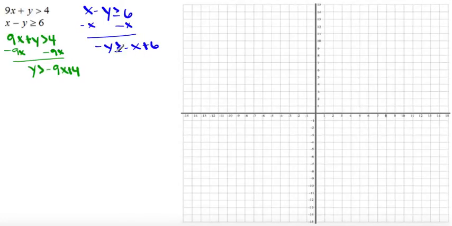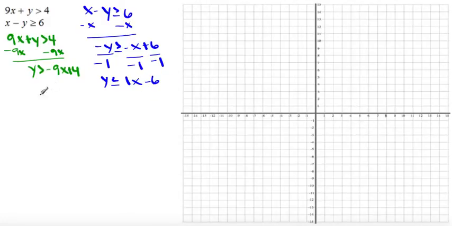And then I have to get y by itself. So divide everything by negative 1. So y is less than or equal to, since I divided by a negative, I have to flip the inequality symbol. So I have negative x divided by negative 1, which is just 1x positive, and then 6 divided by negative 1 is negative 6.